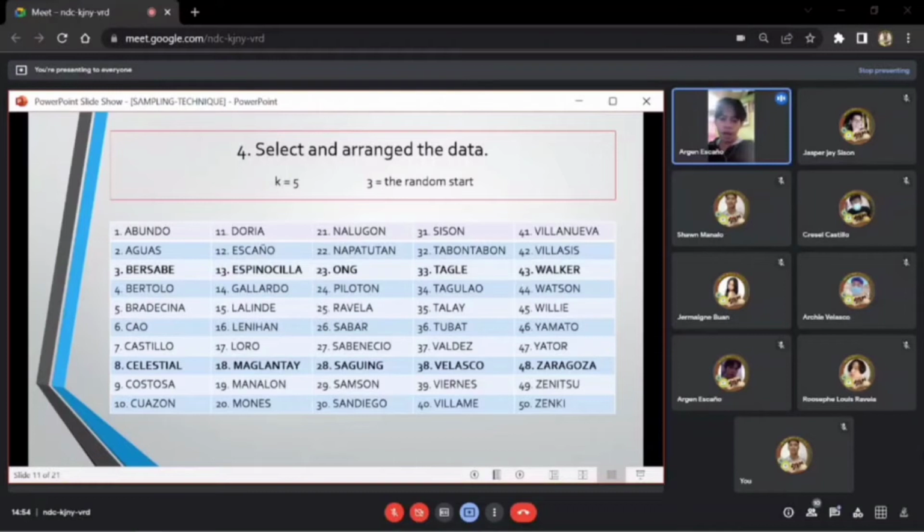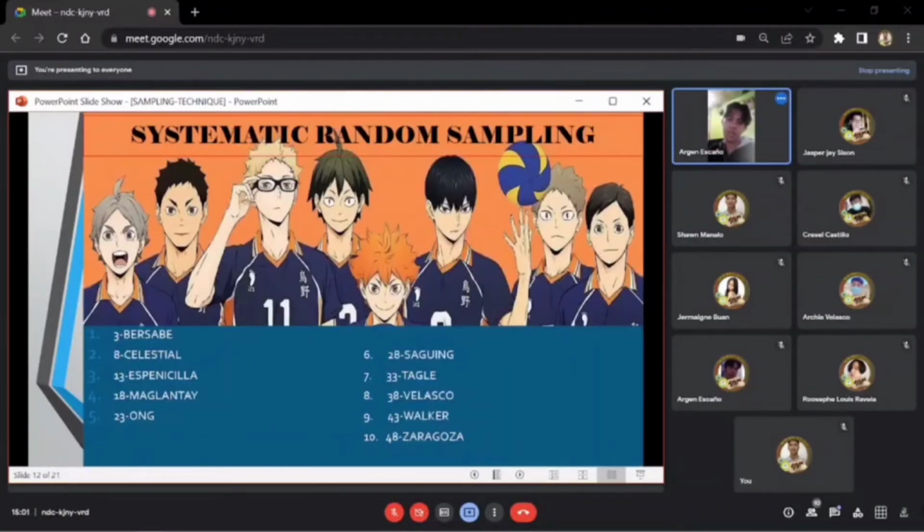By adding 5, we have Celestial on number 8. By adding 5 again, we have Espinosilia on number 13. And adding 5 again, we have Maglantay on number 18, and so on and so forth. These are the 10 students picked using systematic random sampling, starting with Bersabe on his assigned number 3. Second, we have Celestial on his assigned number 8.